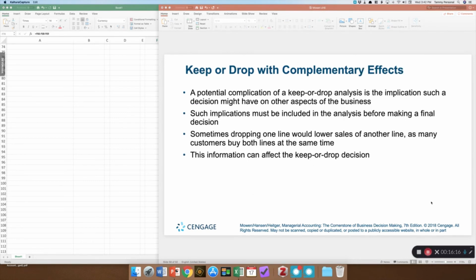Now there's a twist, right? There's a twist. What happens if the product that you drop, because it looks like it's a dog, actually causes your other sales to decrease as well? A lot of times people come into your store to buy what's called a loss leader, and then they also buy profitable products. And so if you dropped your loss leader, your customers would stop coming and buying the other products as well, and so your overall profit would go down. So let's look at how you analyze those kinds of situations.